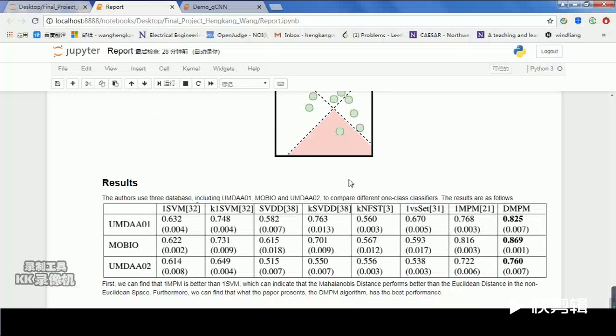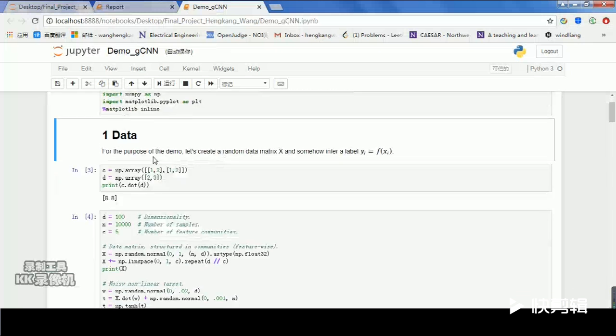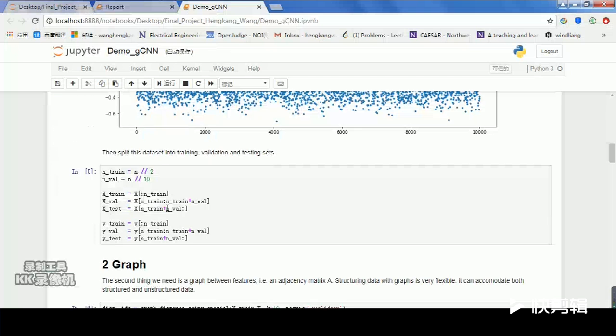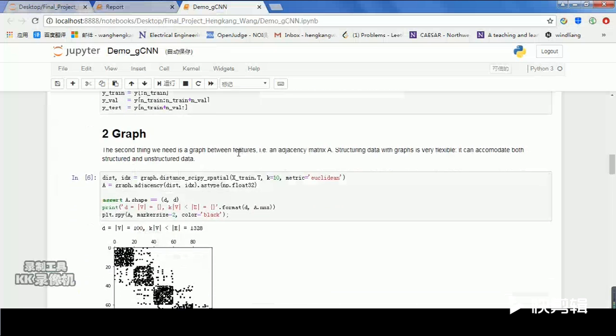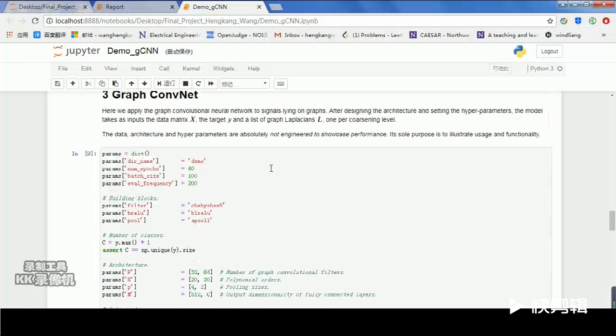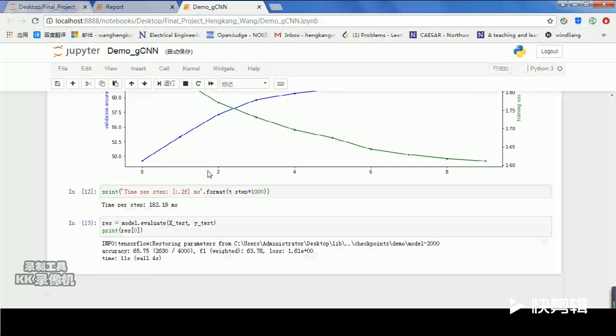So this is my report part, and then for the code, I wrote a small demo about graph CNN. First, I initialize the data randomly, and then get the features by the adjacency matrix, and here do the coarsening, and then use the graph CNN. Finally is the evaluation. So that's what I have done in this final project. Thank you.